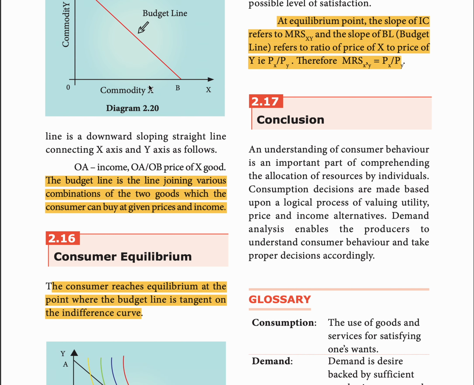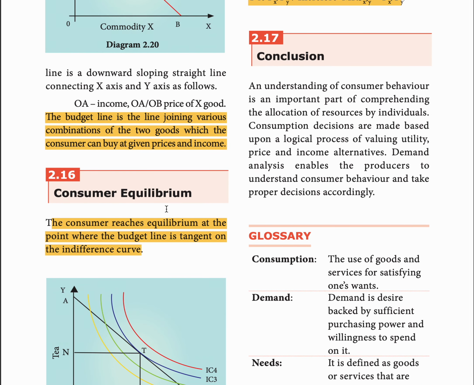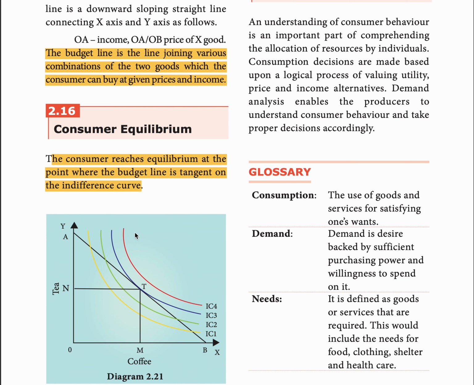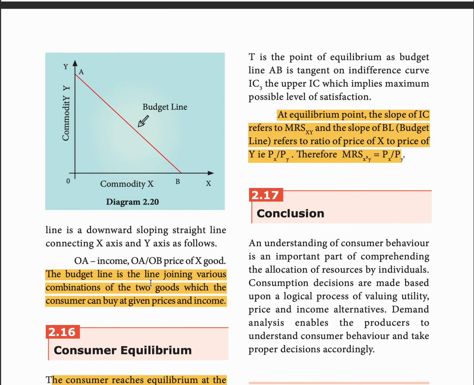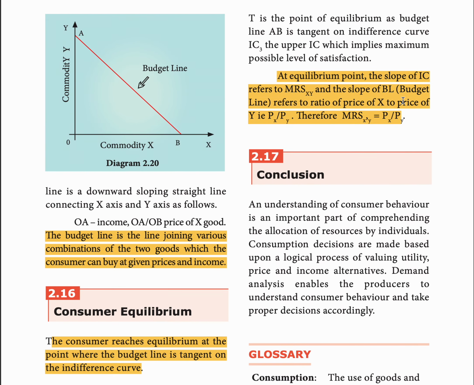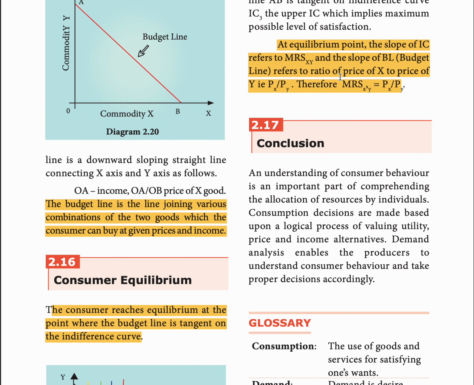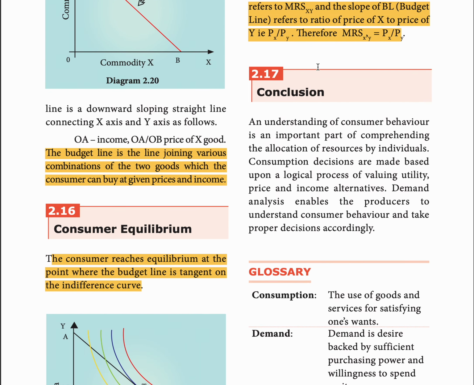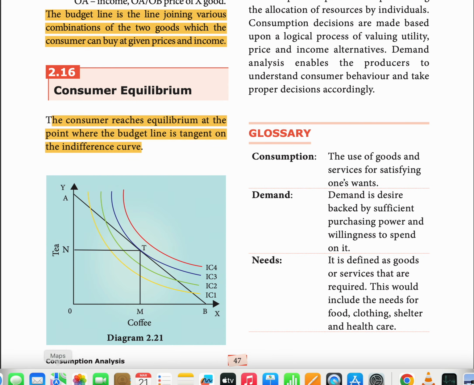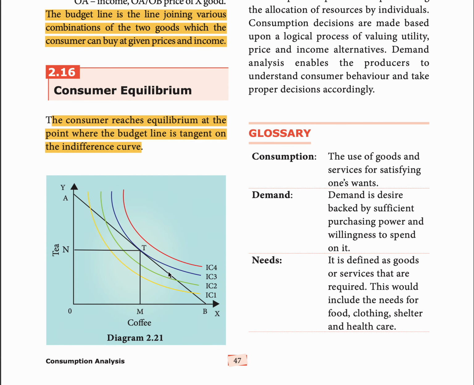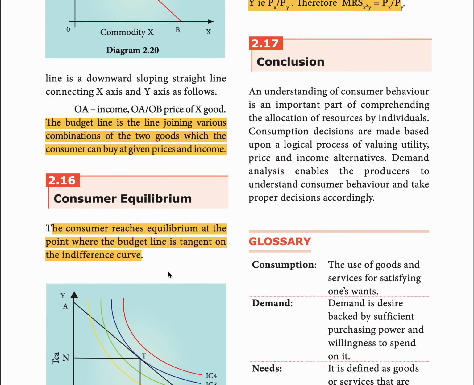Now friends, let's understand the consumer equilibrium. The consumer reaches equilibrium at a point where the budget line is tangent to the indifference curve. At this point you can see the budget line is tangent. So this point is called consumer equilibrium. At the equilibrium point, the slope of the IC refers to MRSxy and the slope of the budget line refers to the ratio of the price of X to the price of Y. Therefore, MRSxy is Px upon Py, right? So this is basically consumer equilibrium, where the budget line is tangent to the indifference curve.